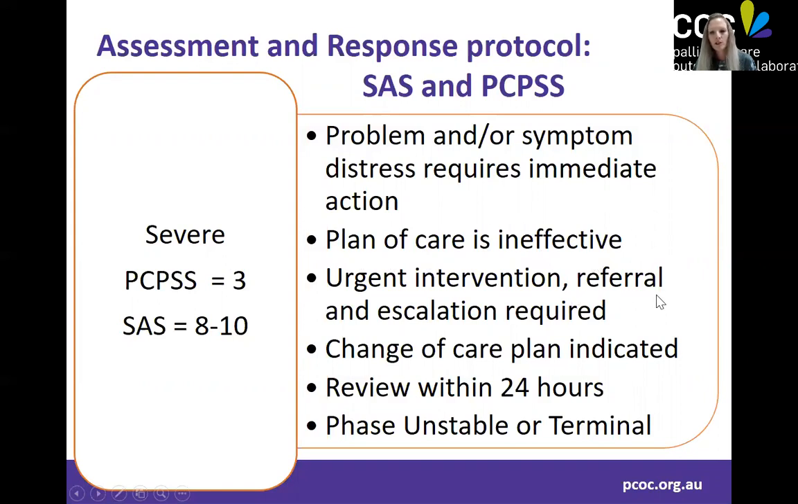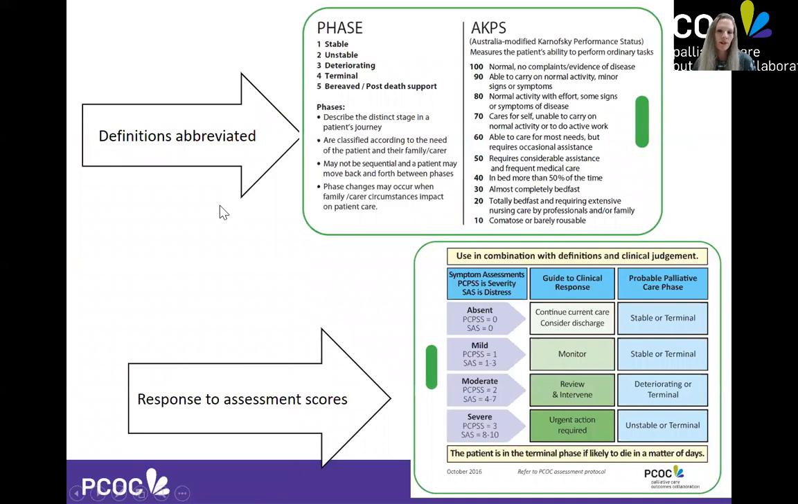It could be urgent interventions, referrals and escalation. You've got to change the care plan. You've got to review this patient within 24 hours. And this patient will be in the unstable palliative care phase, or if they're dying, they'll be in the terminal palliative care phase. So here you can find on our website a lanyard card with the definitions abbreviated and an abbreviation of the response, the assessment and response protocol.